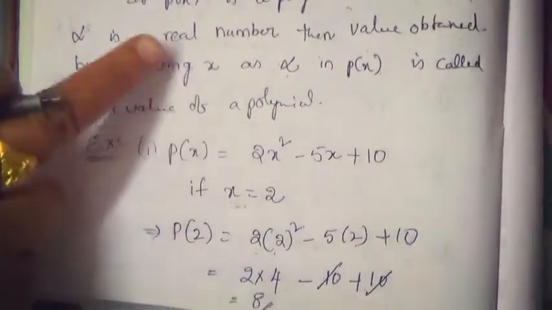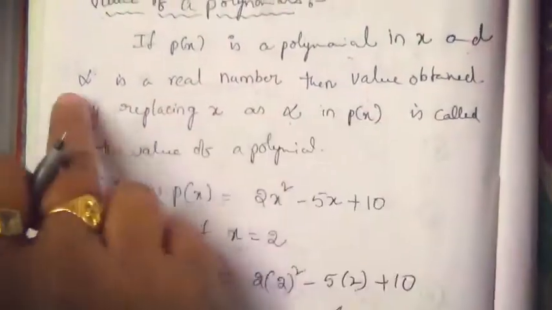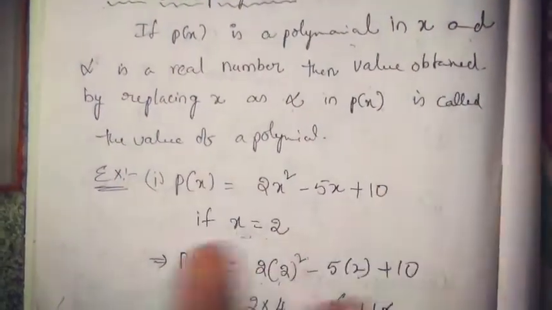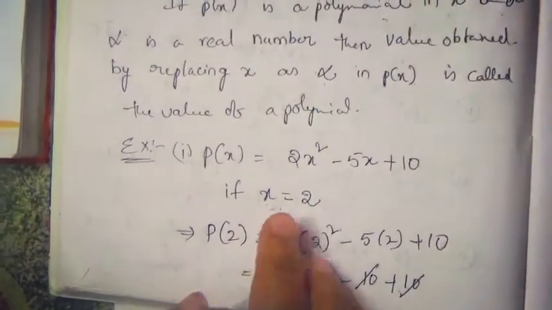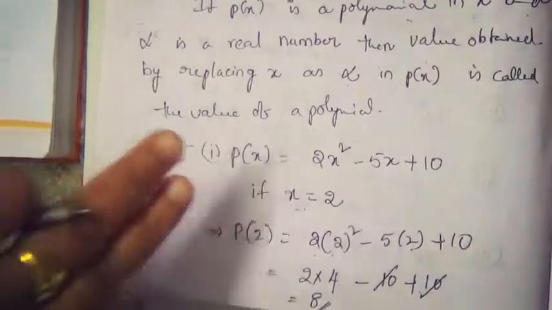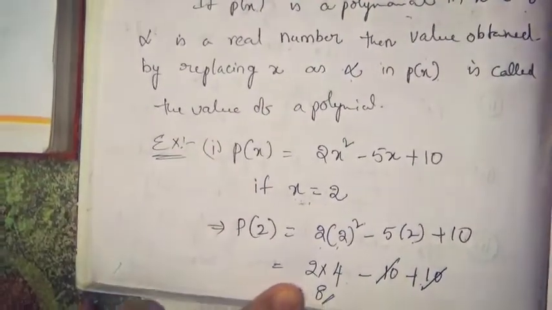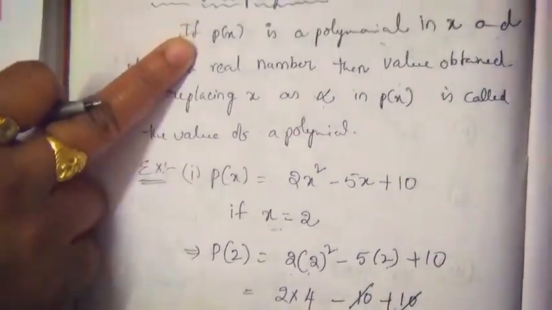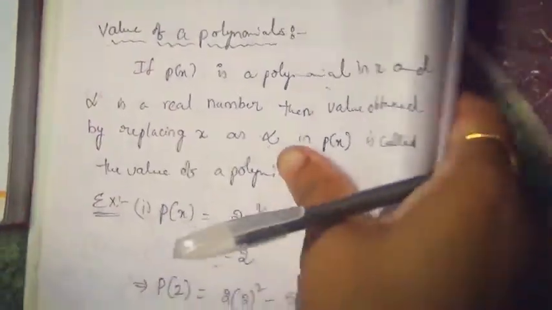So you understand this alpha also. Alpha is a real number. Whatever real number you take here, you should substitute that real number in the given polynomial. Then you will get the final value of the polynomial. Okay, that is value of the polynomial.